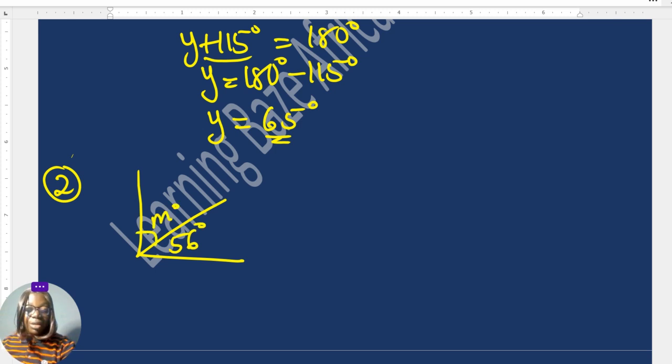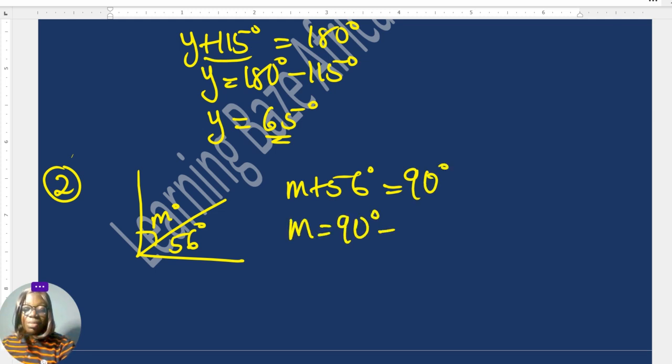Now we have to find the value of m right here. And this particular angle is a right angle. So m and 56 degrees are in a right angle, and the sum of angles in a right angle is equal to 90 degrees. So m is equal to 90 degrees minus 56 degrees. m is equal to 34 degrees. So the missing value in this particular diagram is equal to 34 degrees.